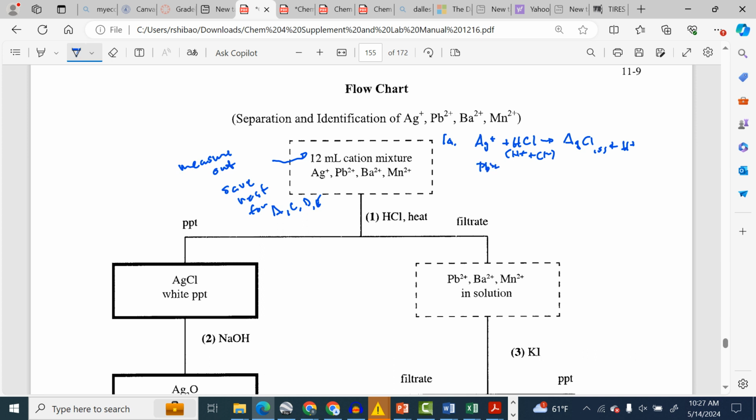When we go to Pb2 plus, it also likes chloride, but it likes two chlorides in this case, and it'll form PbCl2 solid. Barium does not precipitate, so barium plus chloride yields NR. Manganese does not precipitate, so manganese plus chloride yields NR.